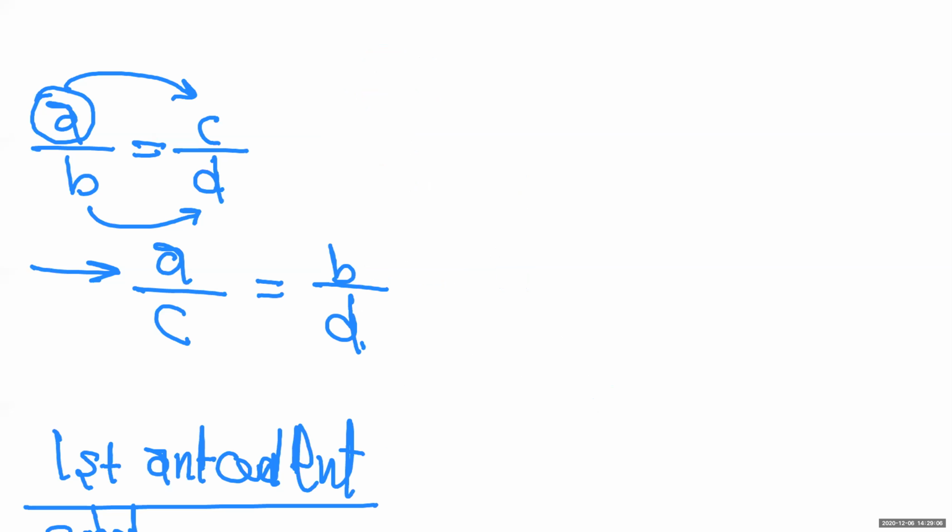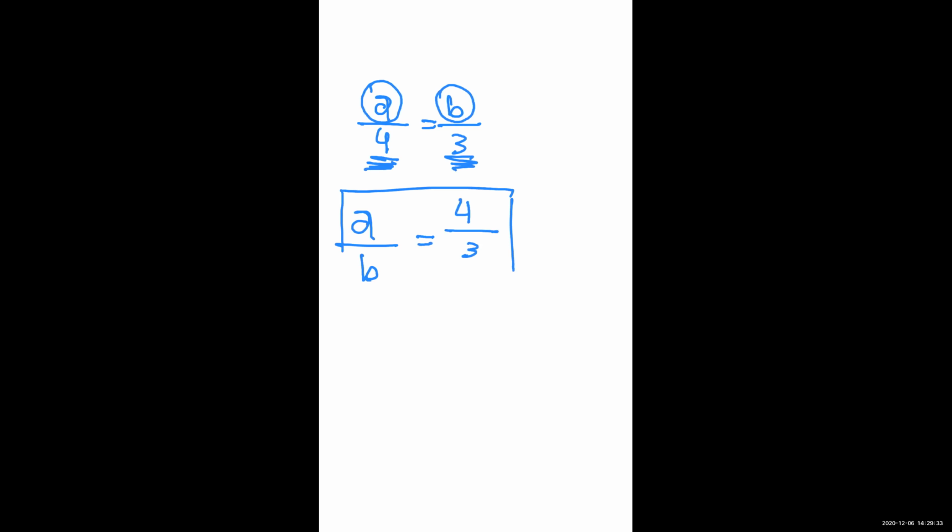Okay, so this means if A over 4 equals B over 3, then A over B, the first antecedent over the second antecedent, equals the first consequent over the second consequent. Or B over A will equal 3 over 4. Also, this is correct.